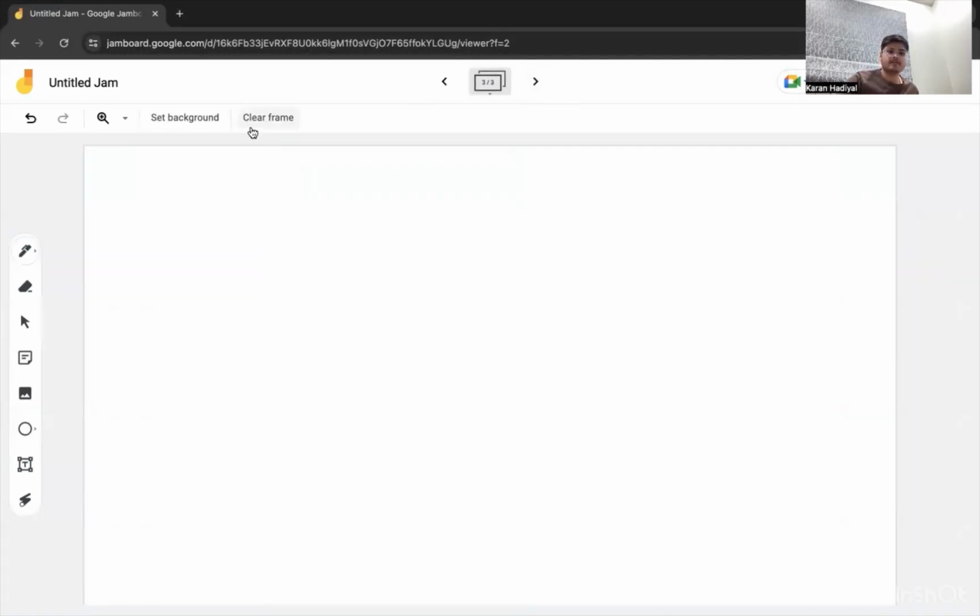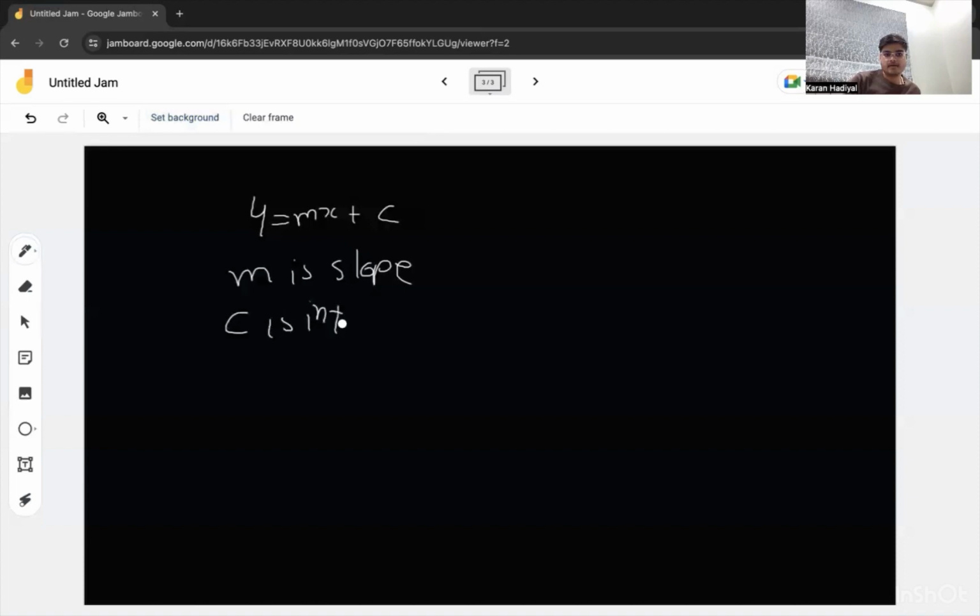Here, in y equal to mx plus c, m is the slope and c is the intercept. So linear regression says that there is a linear relationship between output and input. So what is the job of linear regression? It is to find m and c.